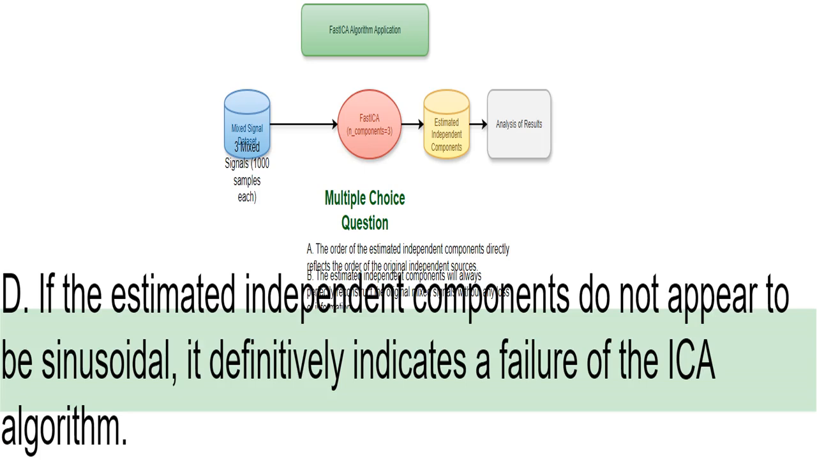This is false. Finding non-sinusoidal components doesn't automatically mean failure. There could be other underlying signals in the data that the algorithm has correctly identified, or there could be other factors that influence the result.